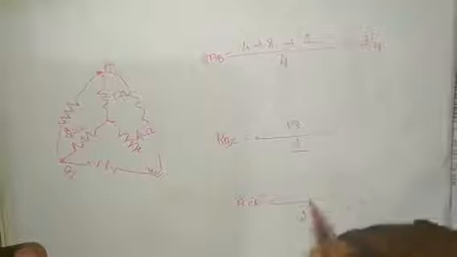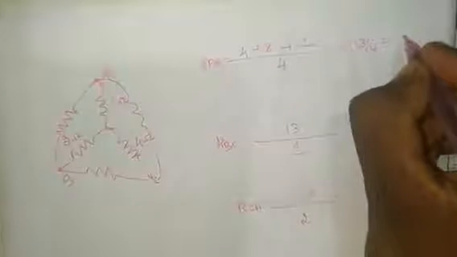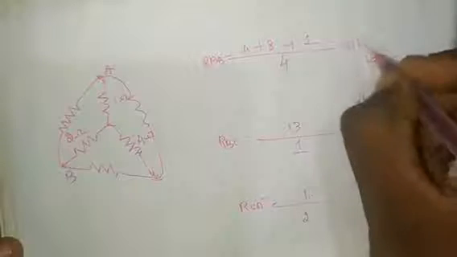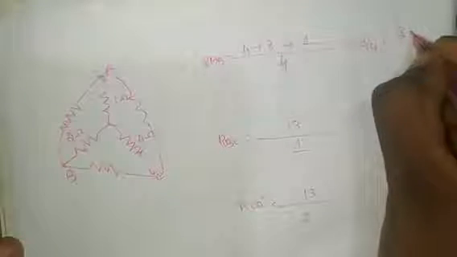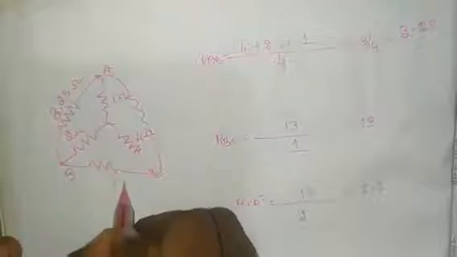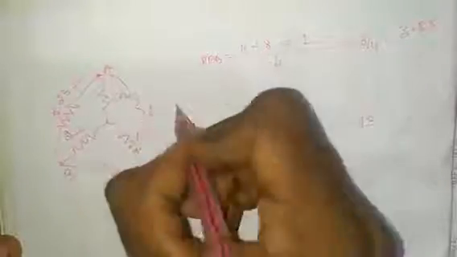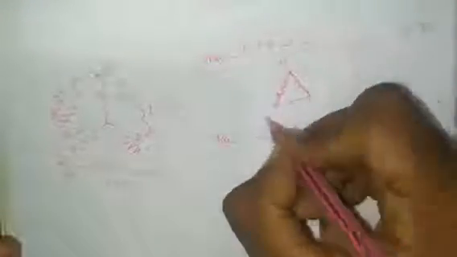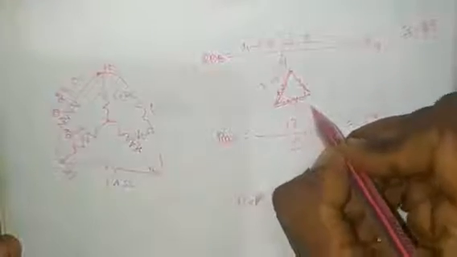RCA will be equal to 14 by 2, whose value will be equal to 14 by 4, which is 3.5. Its value is 14, its value is 7. So this resistance value 3.5 ohm, this resistance value 14 ohm, this resistance value is 7 ohm. So our delta network contains 3 resistors whose values are 3.5, 14 ohm and 7 ohm here.